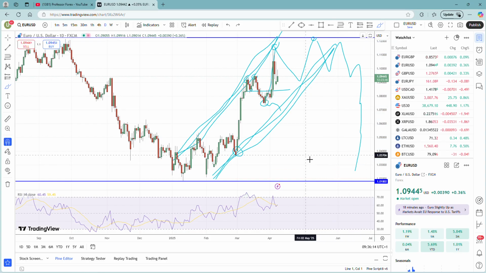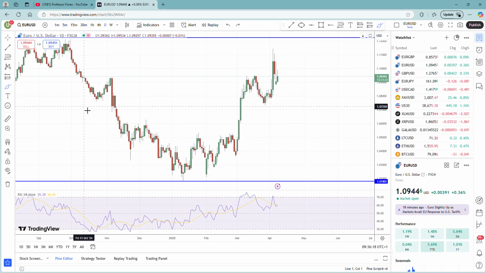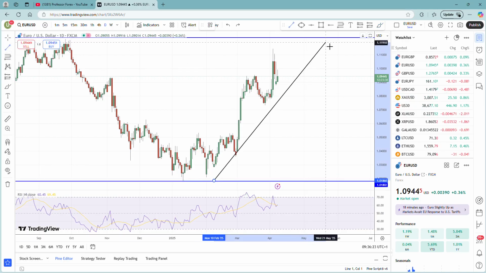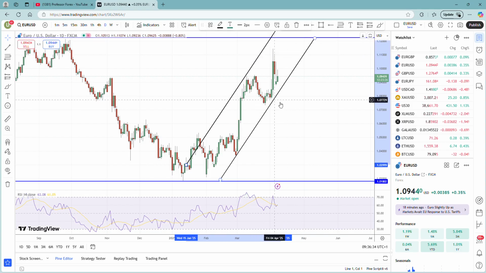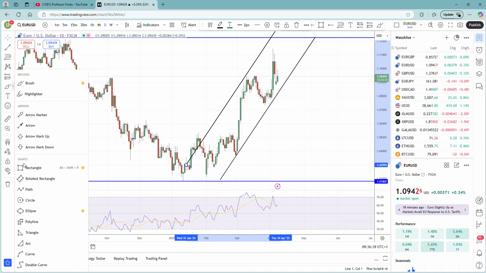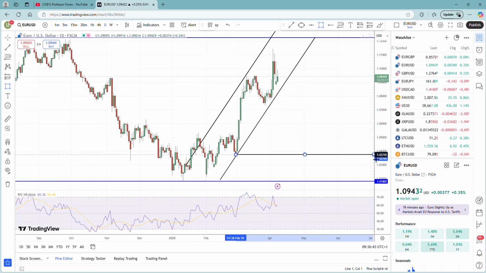So let's go ahead and draw that more accurately. First of all, let's draw the trend lines so it makes it easy to visualize where price can go next. Just like that. Then you want your support and resistance levels, so get the rectangle tool out here and draw your higher lows and higher highs.